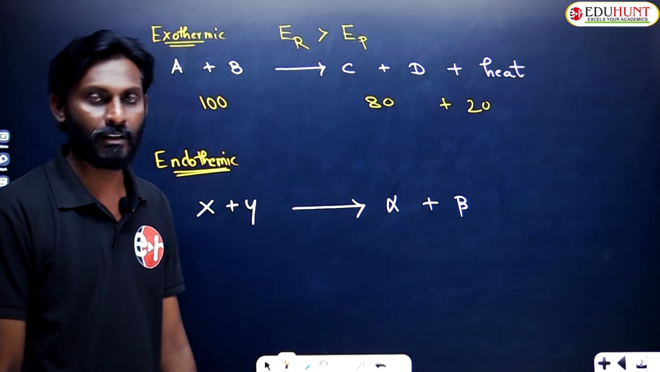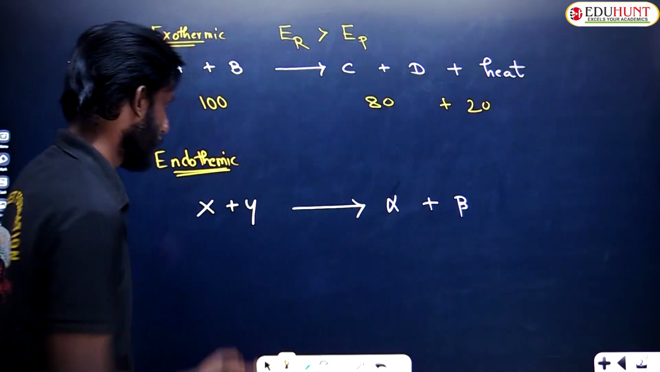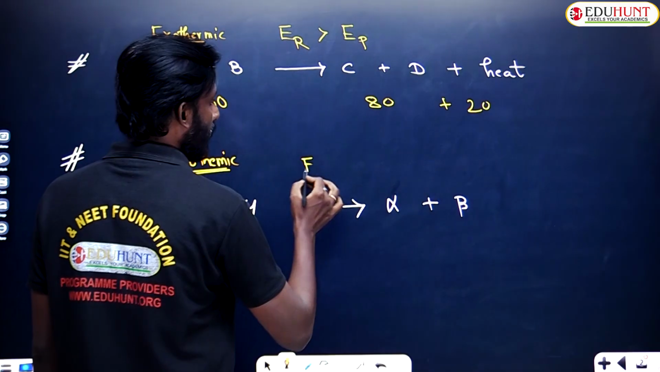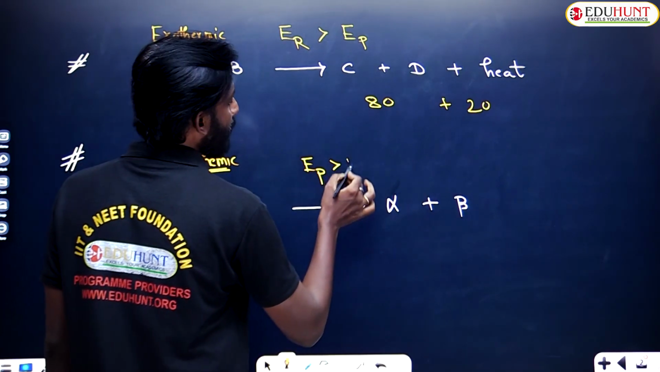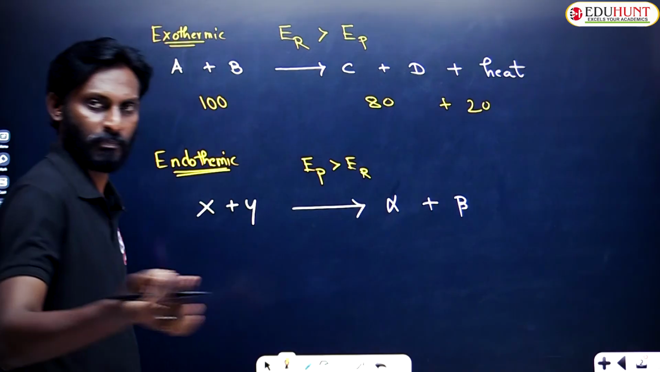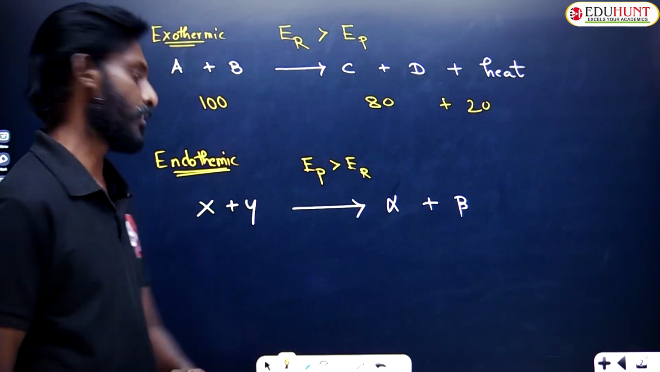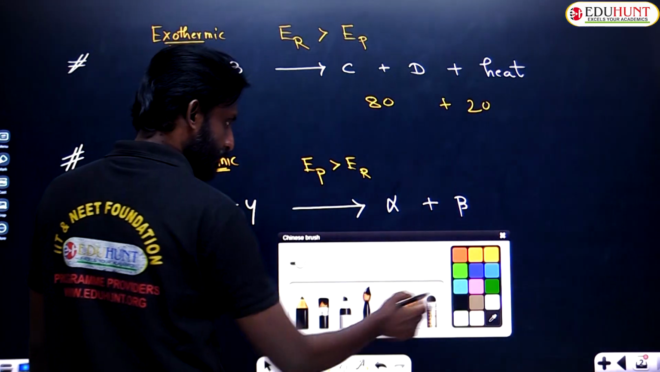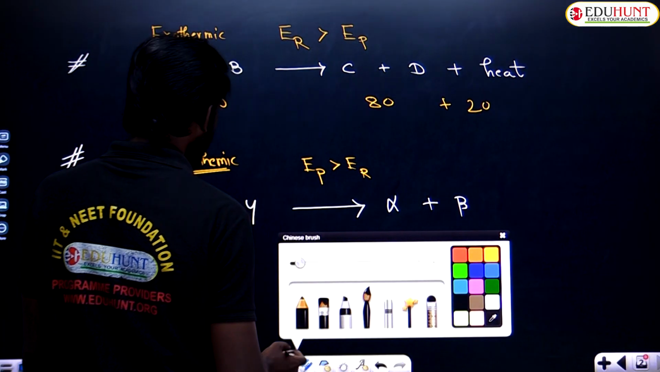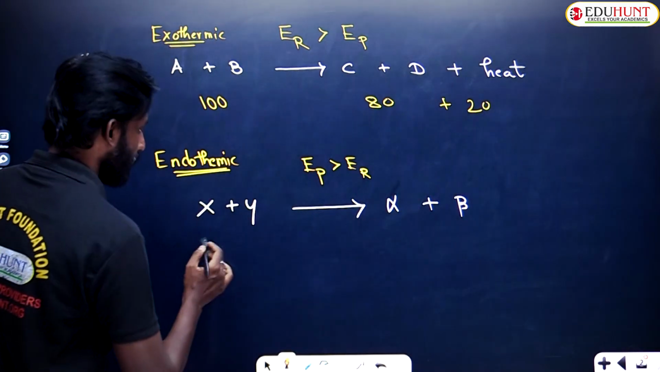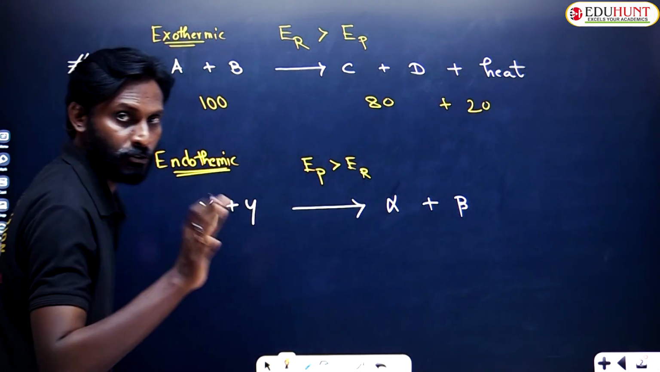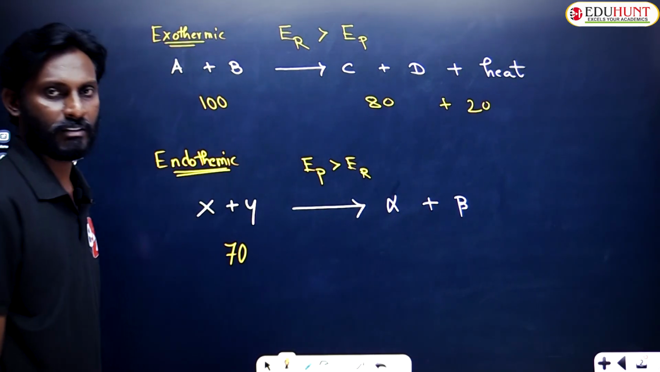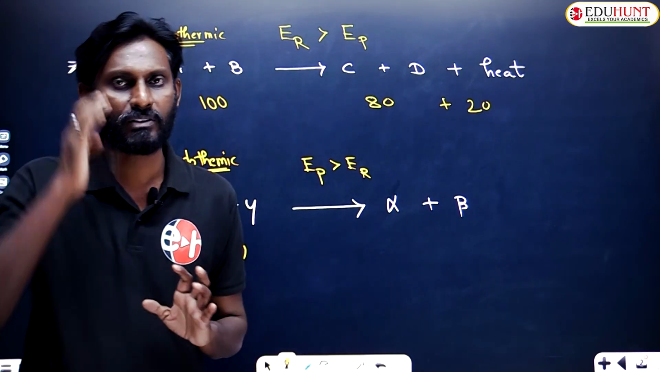Now, I am assuming here that the energy of the products is greater than the energy of the reactants. This is possible, right? Sir, how, sir? How much, sir? Let's take an example. Reverse the values. Let us say together these reactants have 70 units of energy.